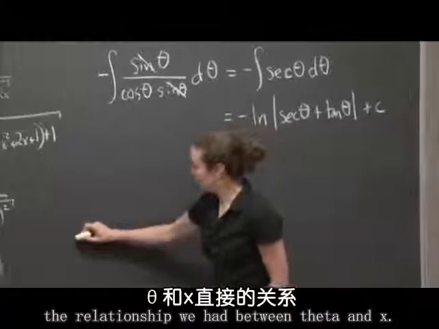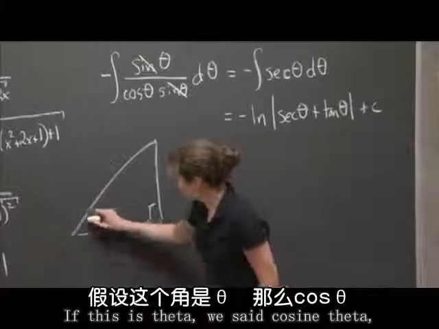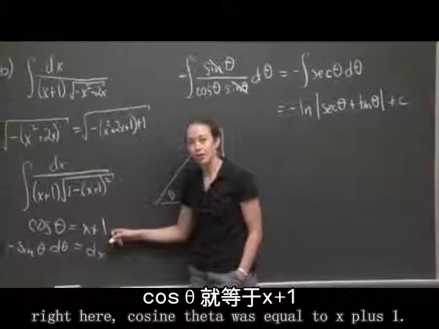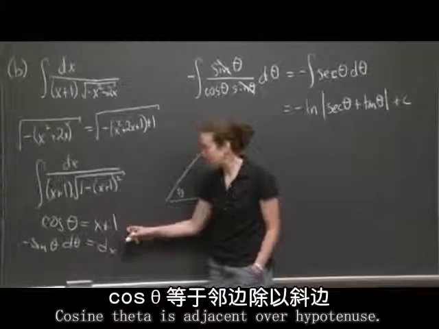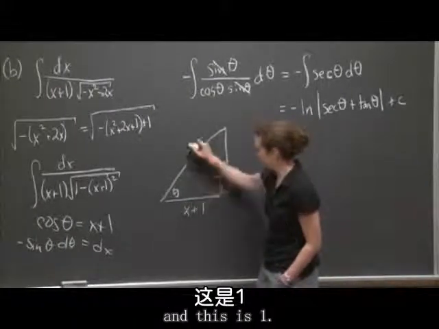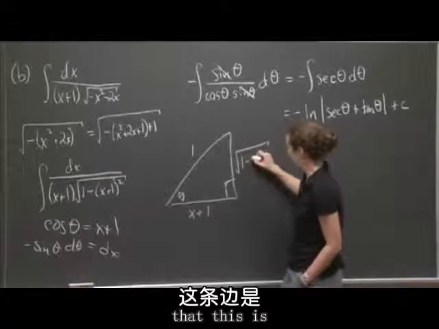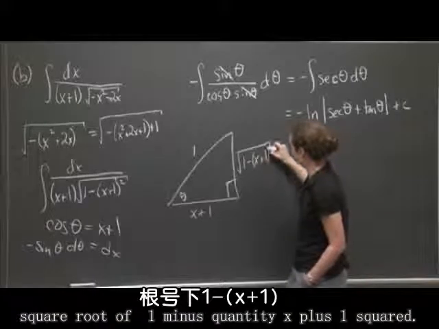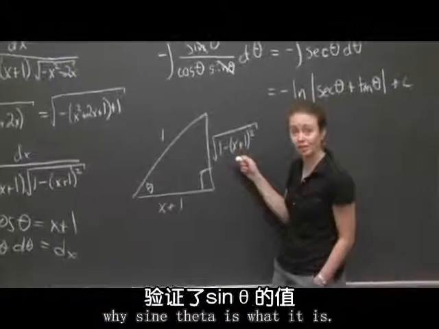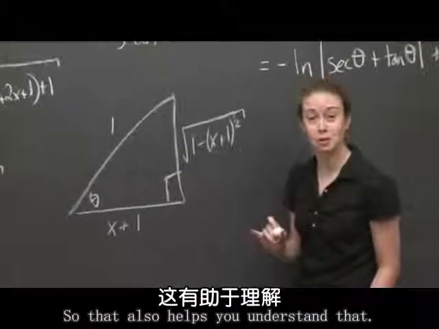Let's remind ourselves of the relationship we had between theta and x. If this is theta, we said cosine theta was equal to x plus 1. Cosine theta is adjacent over hypotenuse. So we want to say this is x plus 1, and this is 1. And that implies by the Pythagorean theorem that this is square root of 1 minus quantity x plus 1 squared. Let me move that over. Notice then this also makes sense why sine theta is what it is. Sine theta is this value divided by 1. So that also helps you understand that.